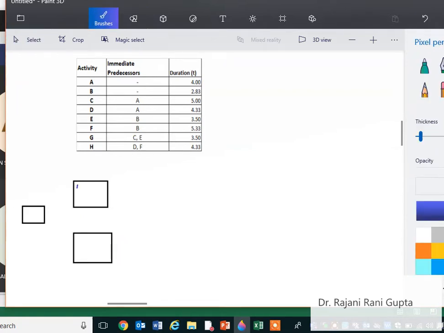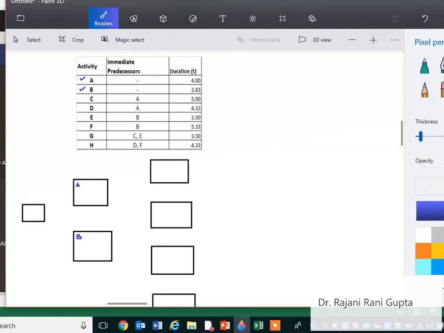So this is activity A, this is activity B. So we are done with A and B. Now activity C and D after activity A. So again we need 2 boxes. So after activity A we have activity C and D, and after activity B we have activities E and F.